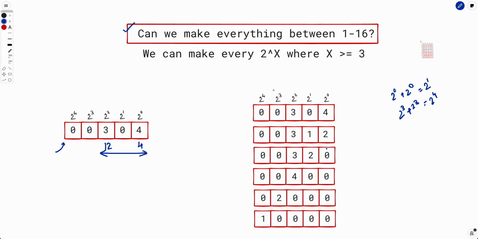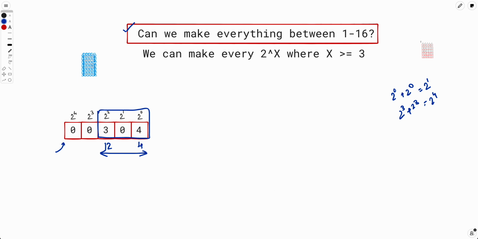So basically what we saw just now is, if we have sum greater than or equal to 16, we should be able to make 16 without any difficulty. Now is this always true? Let's try to prove it. So the answer is yes, it is always true. We should be able to make all 2 power x where x is greater than or equal to 3. And how?